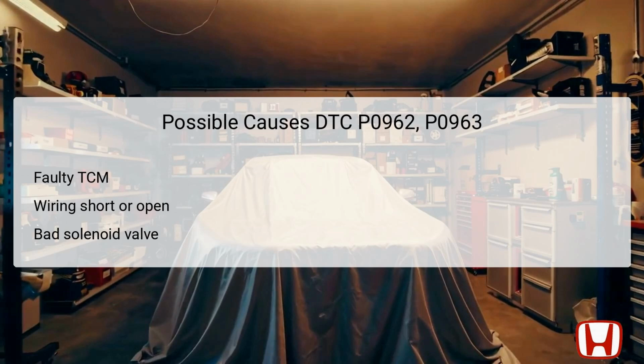These shorts or opens can disrupt communication between the TCM and the solenoid valve, leading to malfunctioning performance. Lastly, a bad solenoid valve itself may fail to respond to commands, which can also contribute to these fault codes. Each of these elements needs careful scrutiny during troubleshooting to accurately diagnose the root cause of DTCs P0962 and P0963.